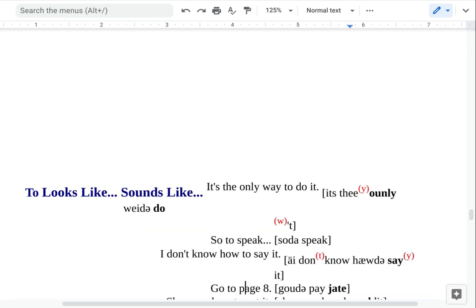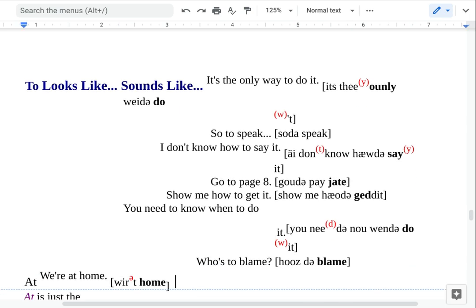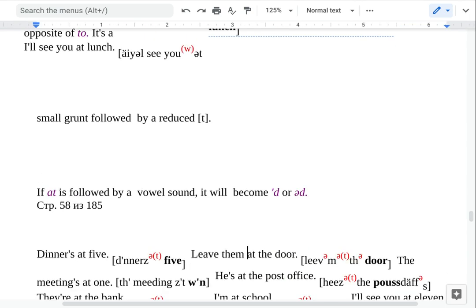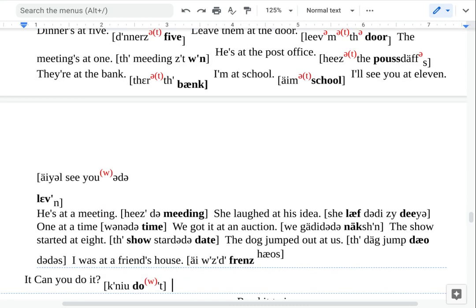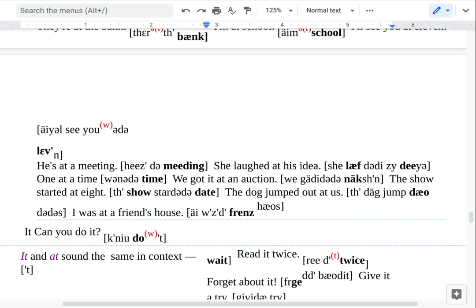One at a time. We got it at an auction. The show started at 8. The dog jumped out at us. I was at a friend's house.